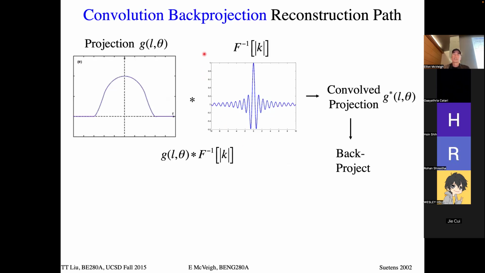So there's two ways to go about this, given our data that we've measured. Here's our data in hand. It's the sinogram for GL theta. For each projection in there, for each theta, we'll look along L. We'll do a convolution with the inverse Fourier transform of the function absolute value of k. What is the function absolute value of k?